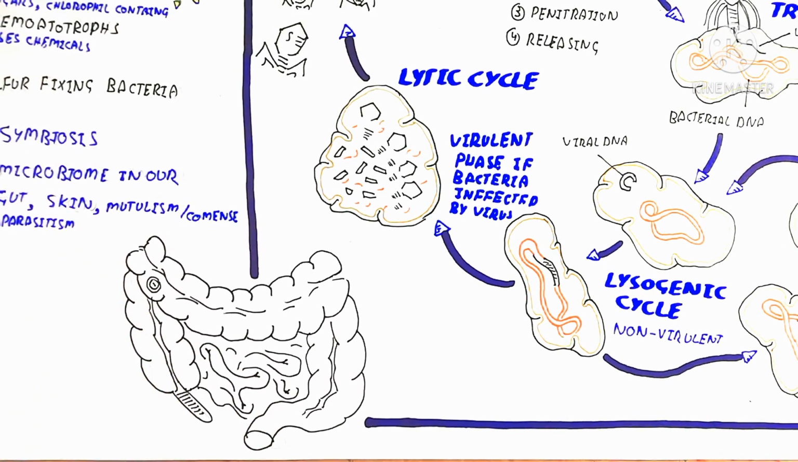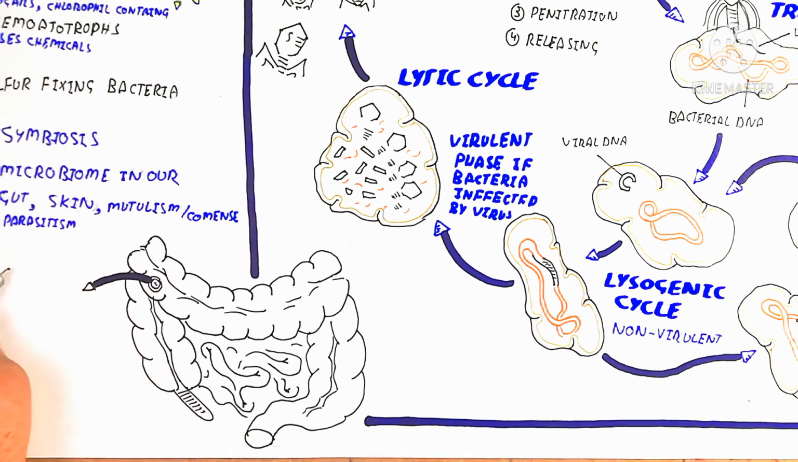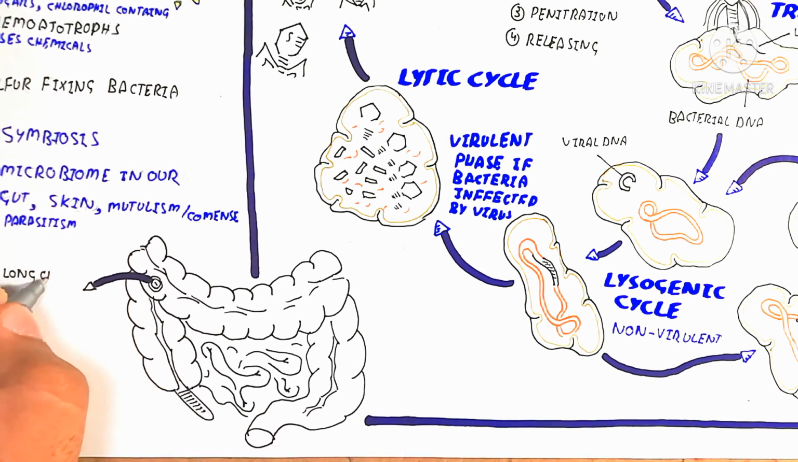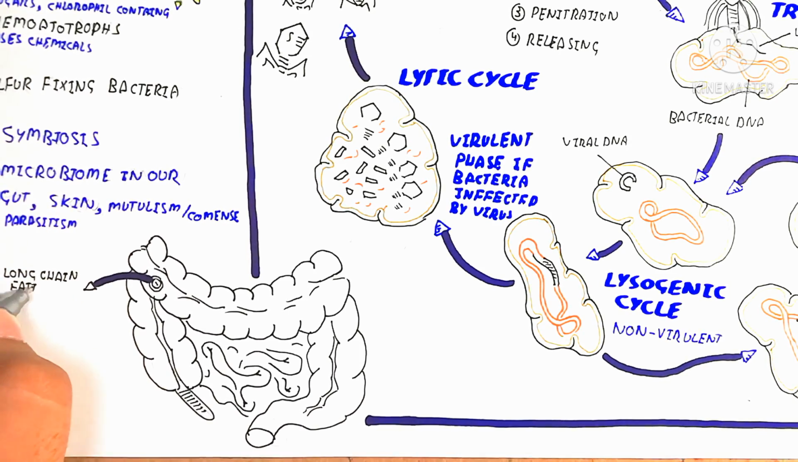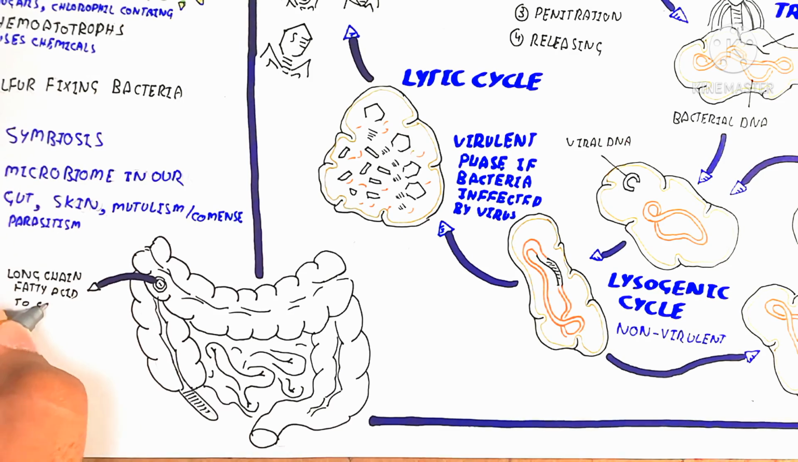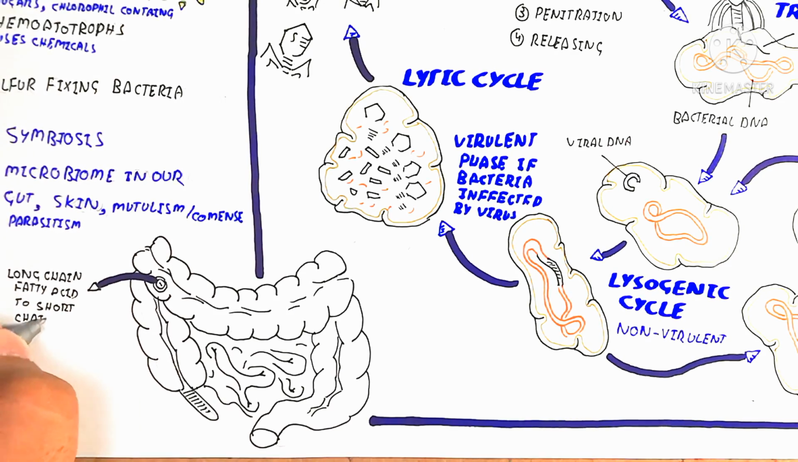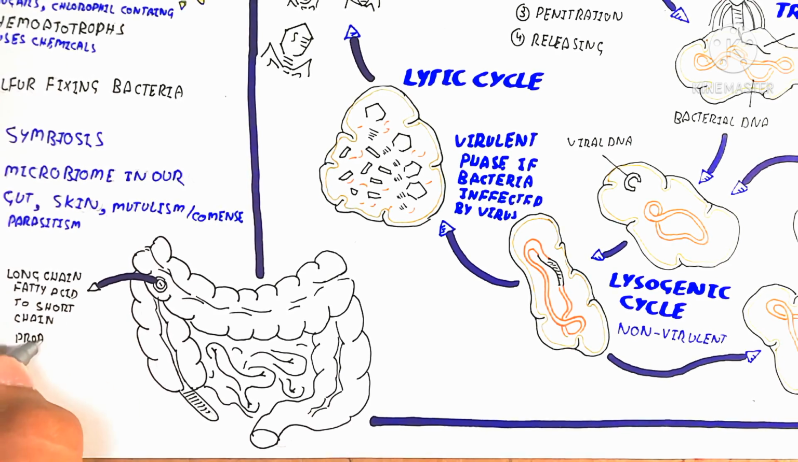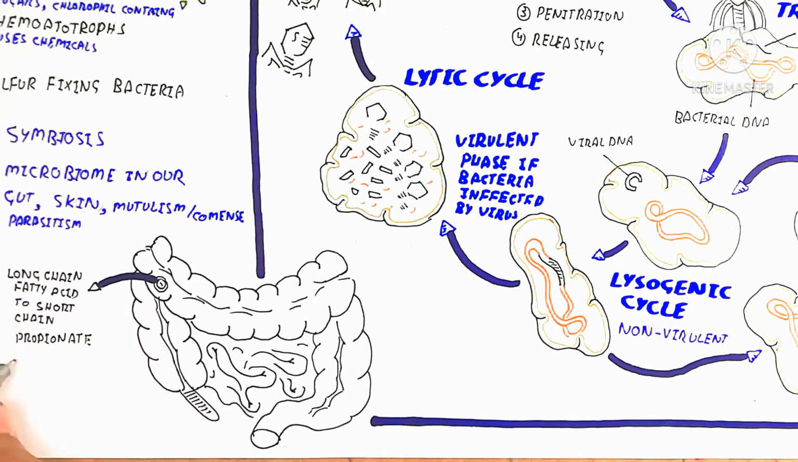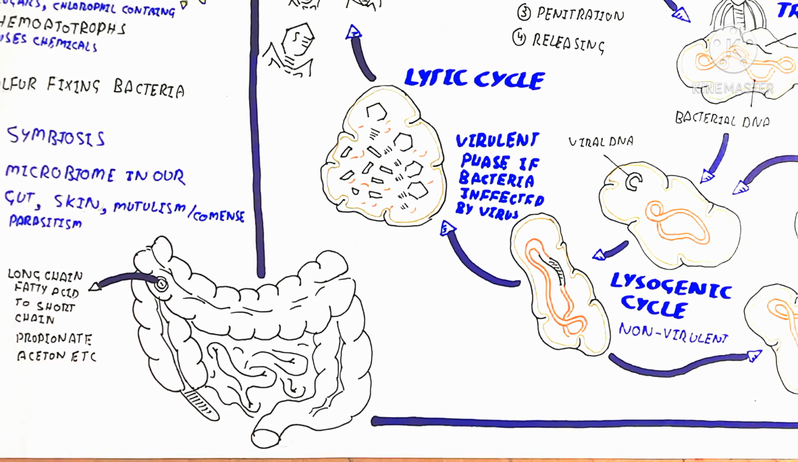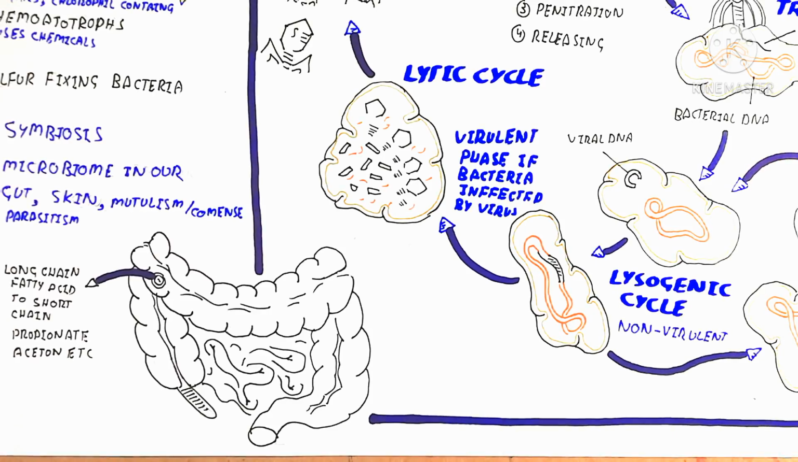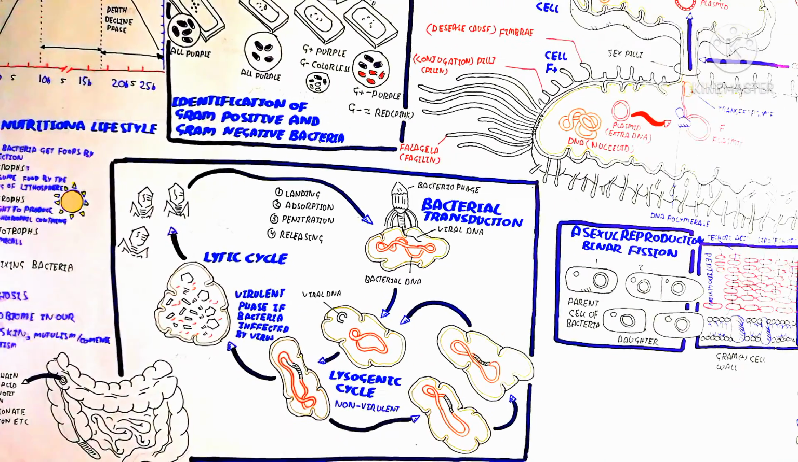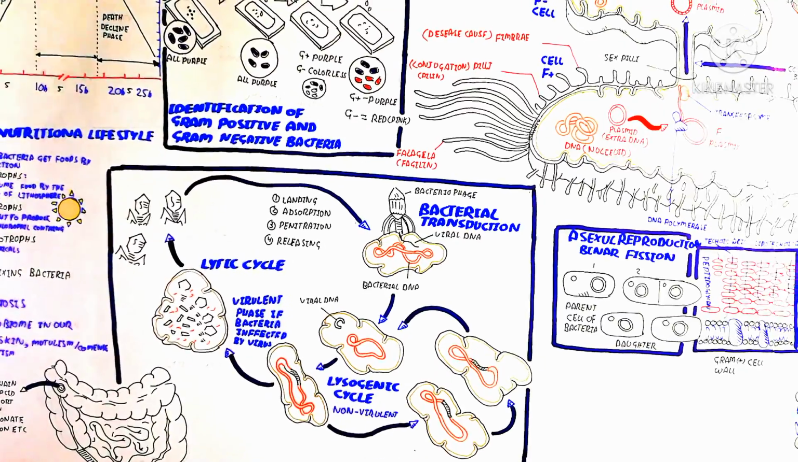There is mutualistic behavior, and commensalism, which is neither harmful nor beneficial to the host, but the bacteria benefit. Parasitism is the harmful one, where the bacteria grow and benefit but the host is harmed. Here is the conversion of long chain fatty acids to short chain fatty acids, for example propionate and acetate, which is helpful, mutualistic behavior in our gut, known as the microbiota.